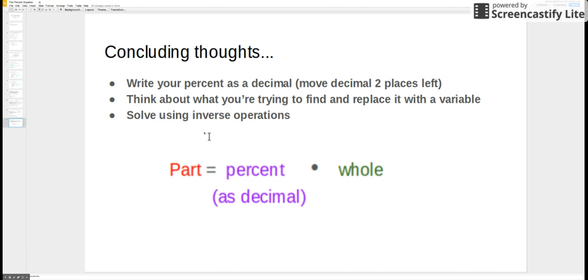Okay, some concluding thoughts. Make sure your percent is written as a decimal. Think about what you're trying to find and replace it with a variable, and solve using inverse operations. Okay? I hope you learned about the percent equation.